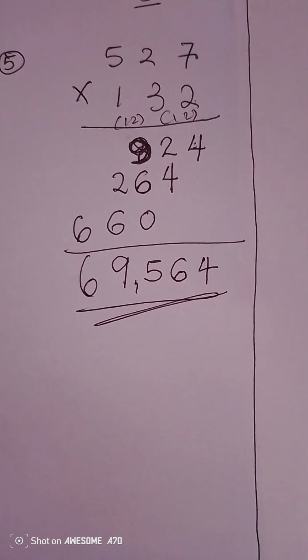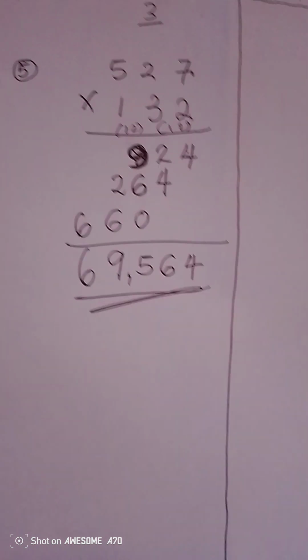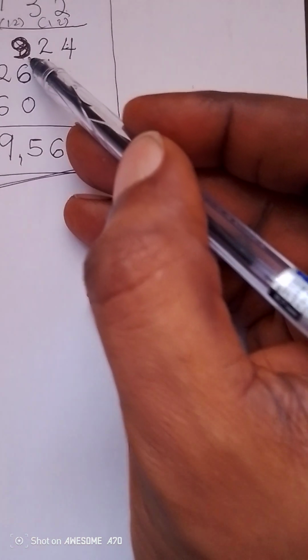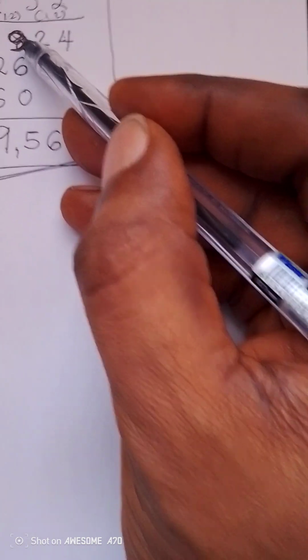So I hope you understand what I just did. I hope you understand why this number had to be the number 9. Because when you added 8 and 4, it gave you 12. So that one of that 12 made this 9.